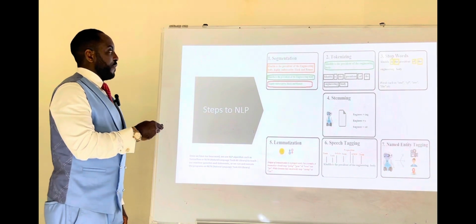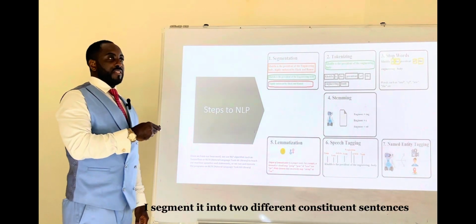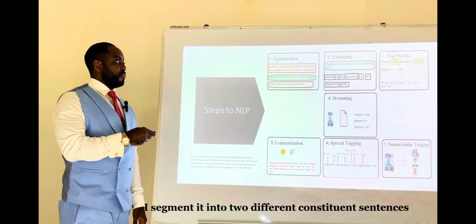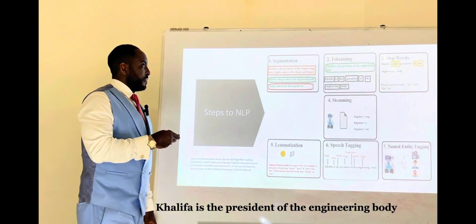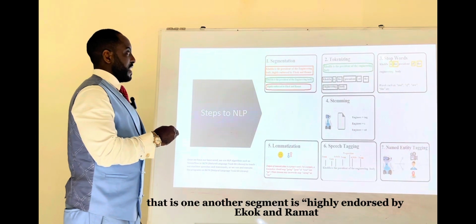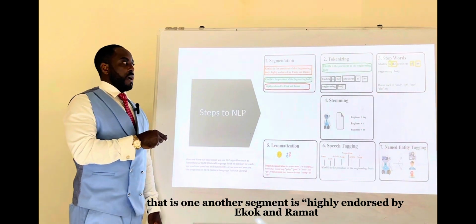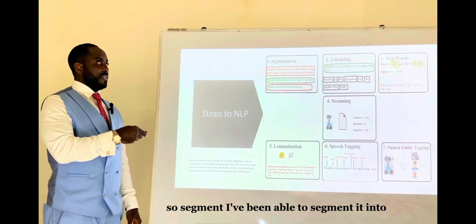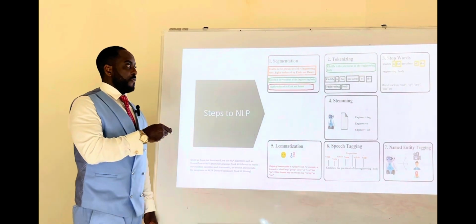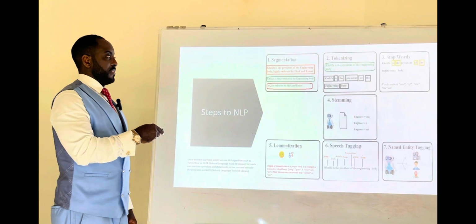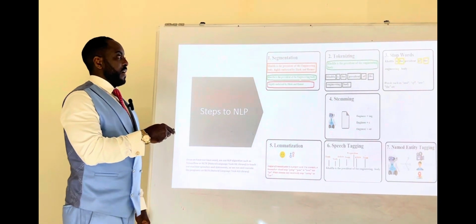So segmentation will be the first one. I segment it into two different constituent sentences. One, Khalifa is the president of the engineering body. Another segment is highly endorsed by Ekok and Ramat. So I've been able to segment it into two different constituent sentences. The first segment, Khalifa is the president of engineering body. Second segment, highly endorsed by Ekok and Ramat.